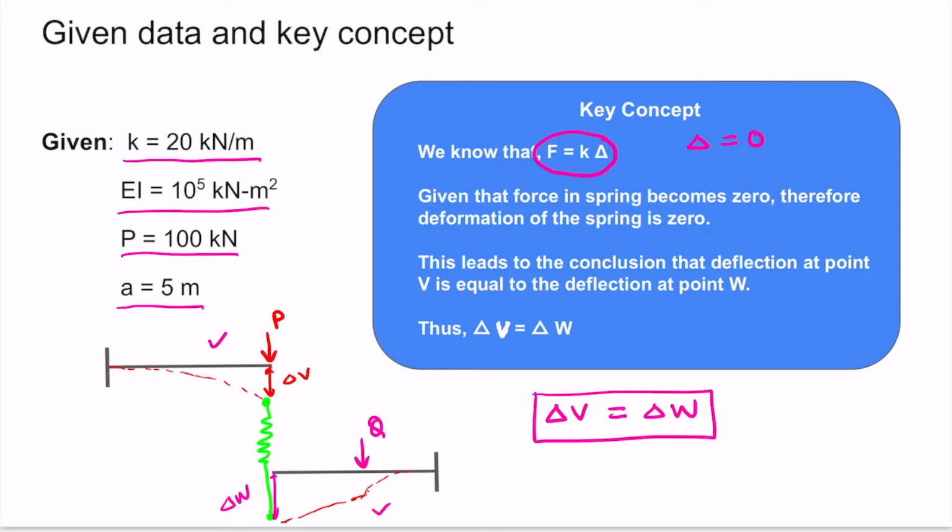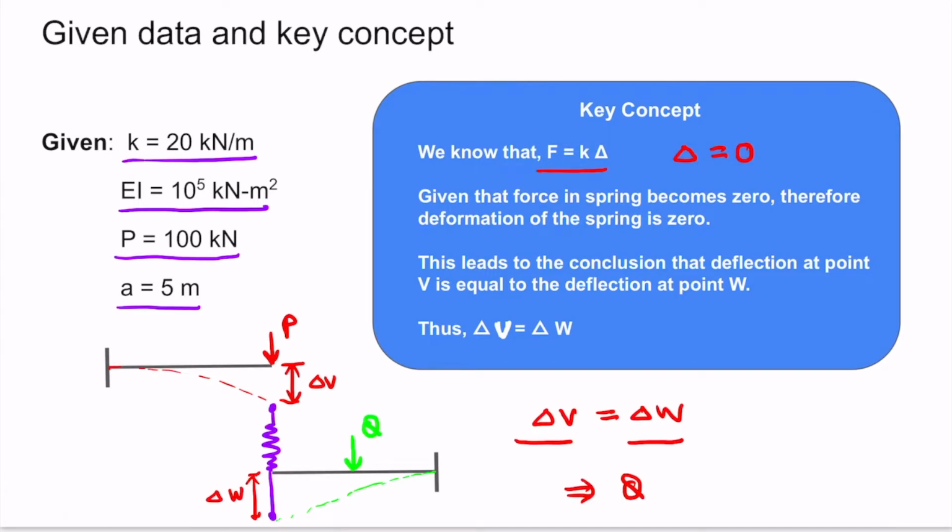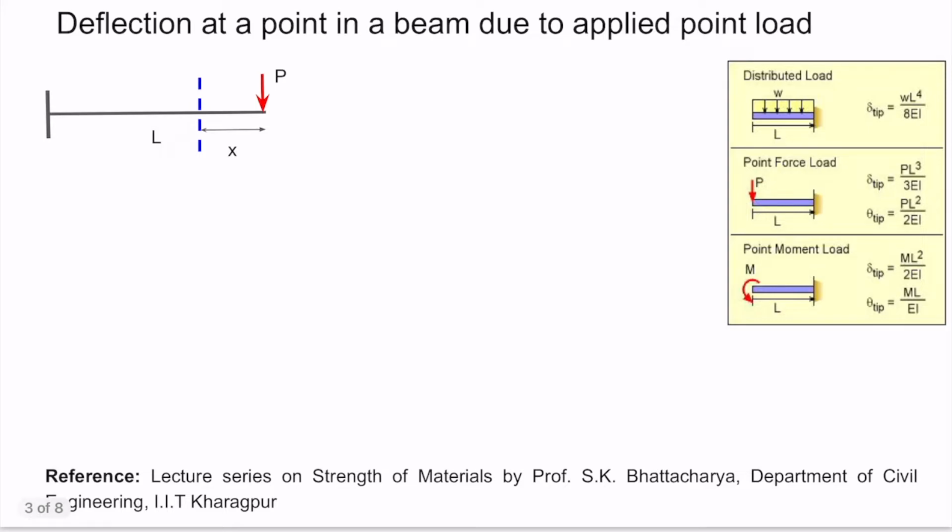We will calculate the value of delta V and equate it with the value of delta W, and we will find our value of Q. This is clearly a problem of deflection at a point due to applied point load for a cantilever beam. How to calculate the value of deflection? There are many methods to calculate the deflection at a point in a beam due to applied point load, but for GATE it is recommended that you should remember some standard formulas to solve the problem quickly.